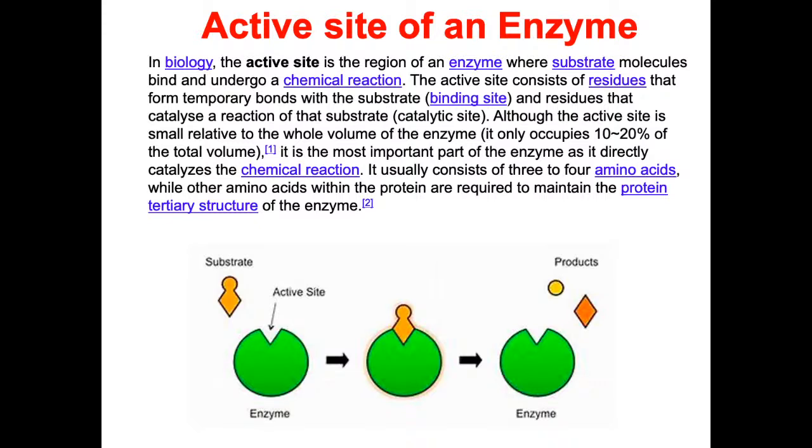So it usually consists of 3 to 4 amino acids, while the other amino acids within the proteins are required to maintain the protein tertiary structure of the enzyme. So you have your active site here, and the substrate being attached to it, and the products are being formed later.